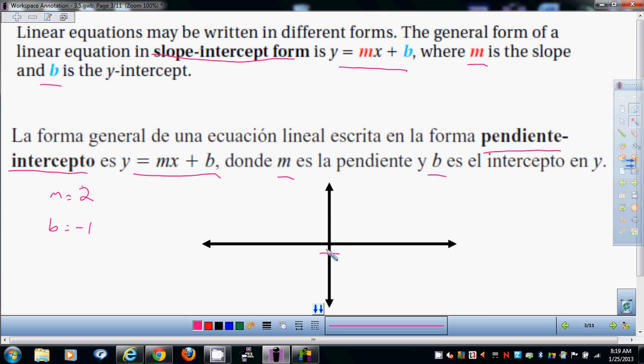And then you're going to do the slope. Is this thing running 2 and rising 1, or rising 2 and running 1? Rising 2, running 1. There's your dot. Connect your dots, and you can graph your line.